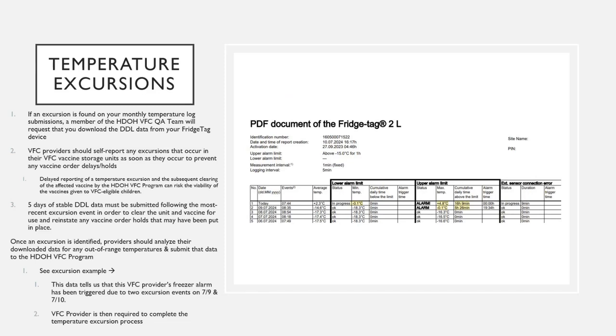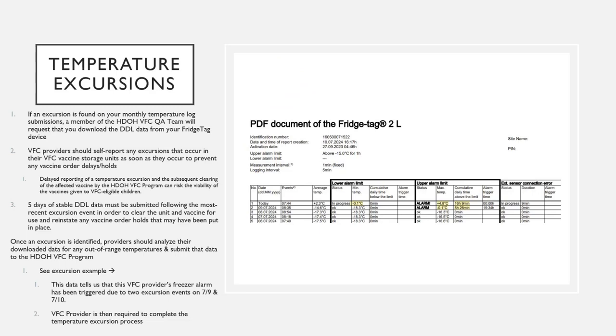So if an excursion is found, providers are going to have to download their data, analyze it for any out-of-range temperatures, and submit the data to the VFC program. If it is a situation where you have to do a full follow-up, you will have to complete the temperature excursion protocol, which includes troubleshooting issues with the unit. You're going to have to contact the manufacturers to get viability clearance for each vaccine, and then you're going to have to submit 5 days of stable DDL data from the most recent excursion that occurred in that specific unit.